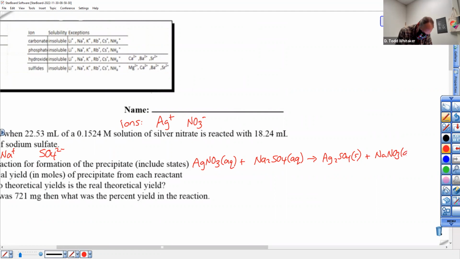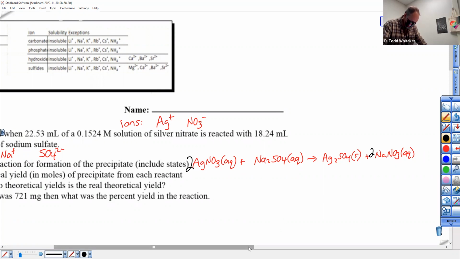That's AQ. And then it's time to balance. We know we have to have formulas that are balanced before we balance an equation. And I think this one gets a couple 2s to be finished. 2 silvers this way, 2 sodiums this way, and we're done. So that's part A.